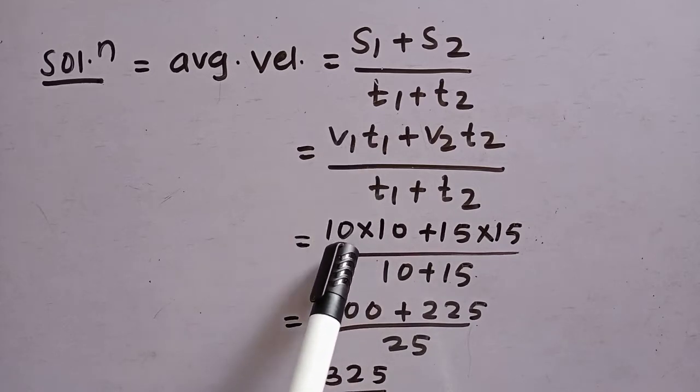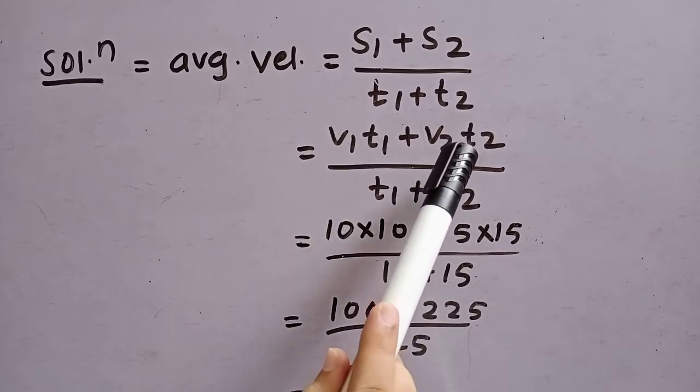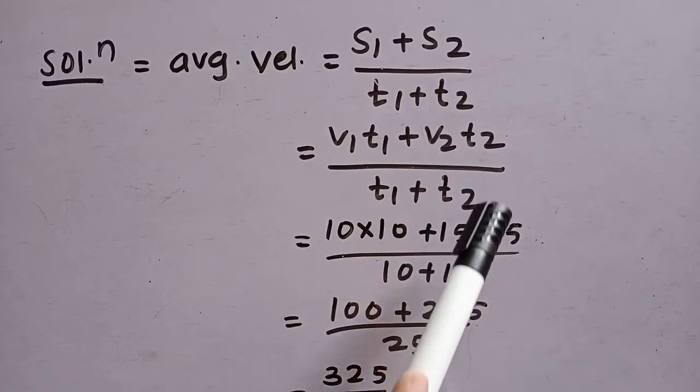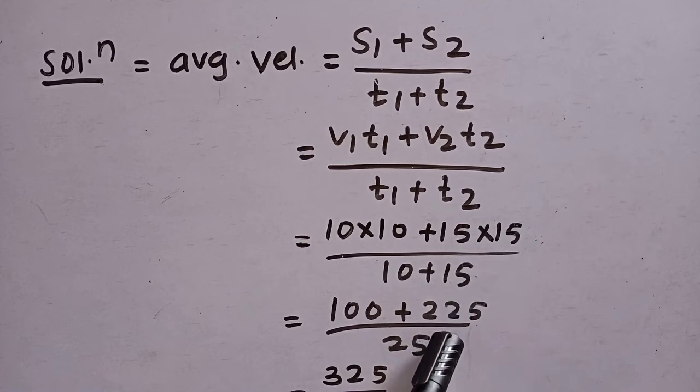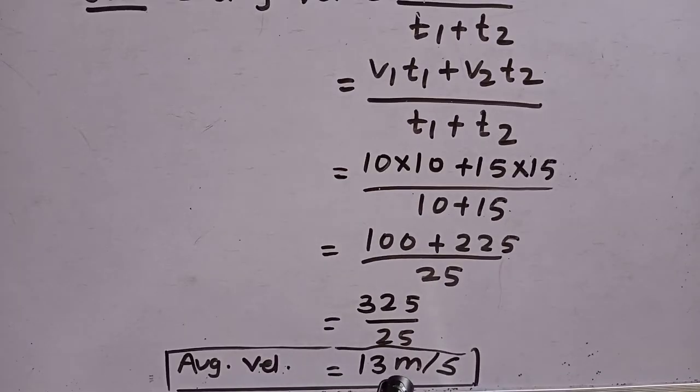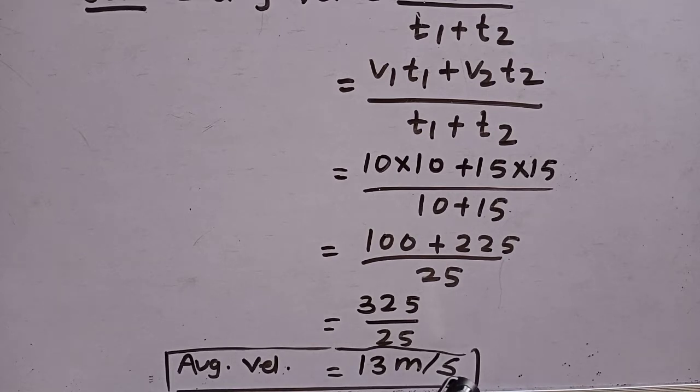Now replace the things. V1 we know, that is 10, t1 we know, that is 10. So v2 is 15 meter per second and t2 is 15 seconds. So 10 into 10 is 100, 15 into 15 is 225, 10 plus 15 is 25. So now 325 upon 25. So the answer is average velocity is equal to 13 meter per second. So you have to write the statement below that the average velocity of the body is 13 meter per second. Every time you have to write the answer in a statement.